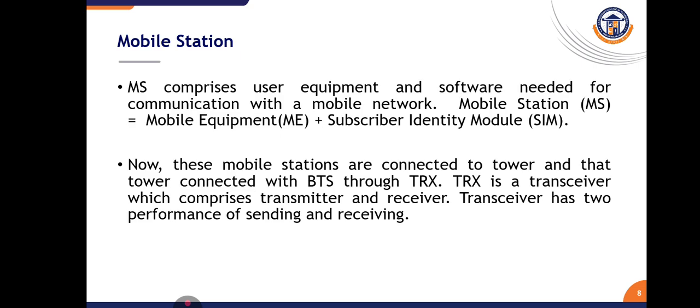So in the GSM mobile station, the user equipment and software are needed for communication with the mobile network. The mobile station consists of mobile equipment and the subscriber identity module. These mobile stations are connected to the tower, with the BTS through the transceiver, which comprises the transmitter and receiver. A transceiver has two functions, that is, sending and receiving.